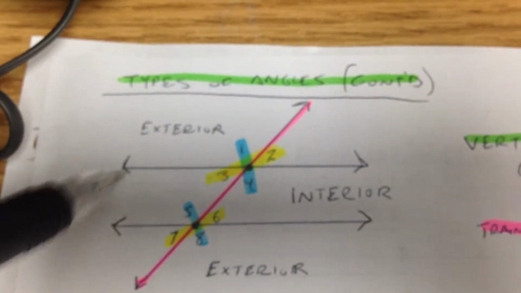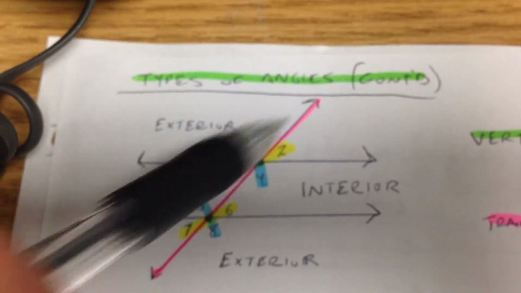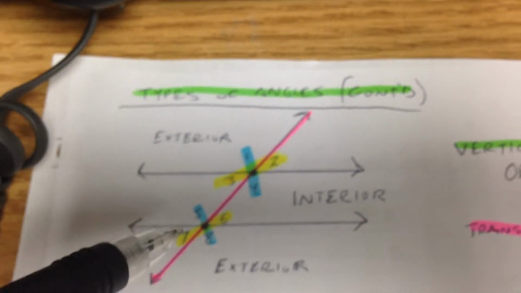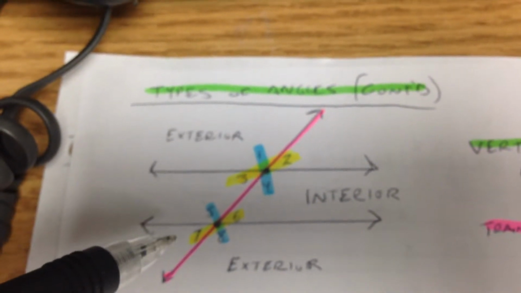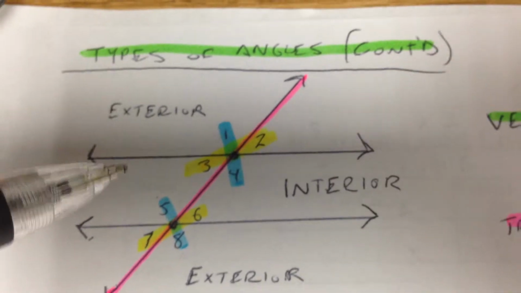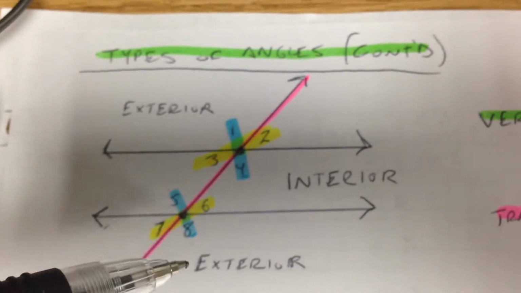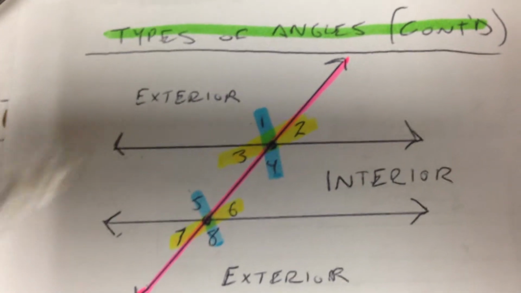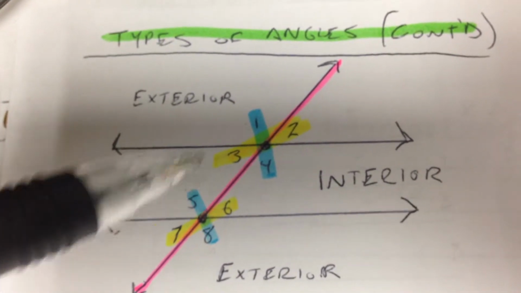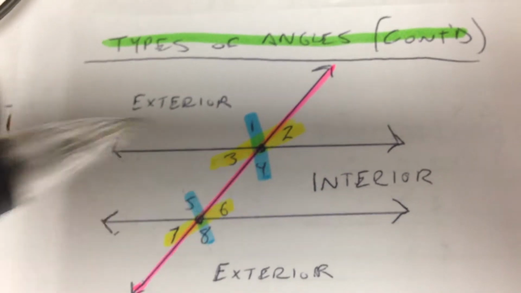You'll notice we've got two parallel lines and then a line that goes through it and intersects. That's called your transversal line. And you'll see that inside the parallel you've got your interior angles, and outside the parallel you've got your exteriors. So pretty self-explanatory. Now I've got them color-coded because it's going to show you how they relate.